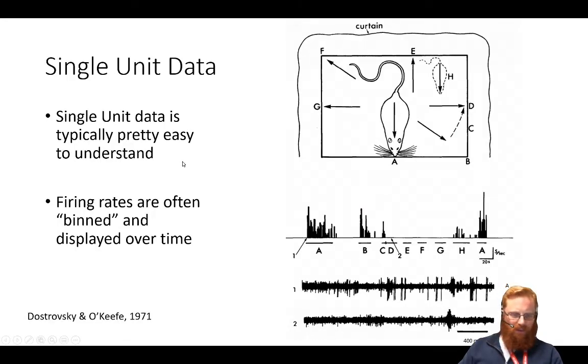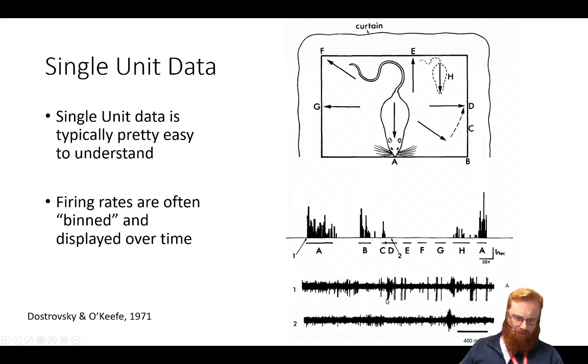Single unit data, as I already said, has been used to record place cells. That's one of its most famous examples, and this is the first recording of it here, where there's a rat freely exploring the environment, and every time the rat goes to area A, this neuron fires heavily. It seems to fire a little bit in point B, but really has no interest in firing in E, F, and G. So you can see that here's the raw waveform.